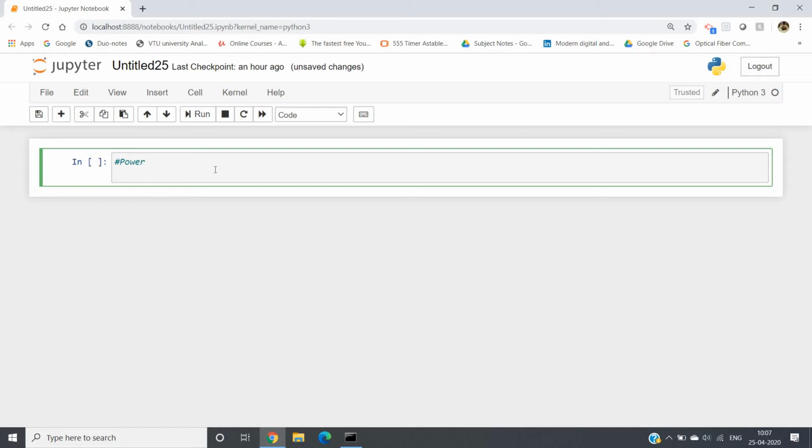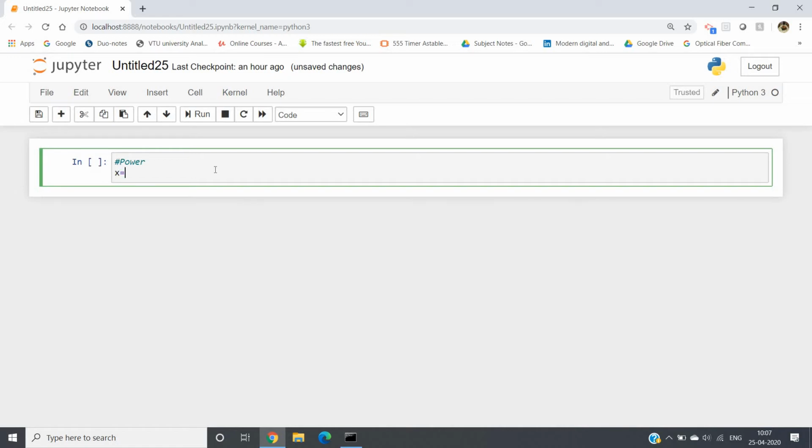Whenever we deal with numbers, the power concept also comes, like a common operation such as addition, multiplication, subtraction, division. Suppose 3 square is 9, 2 square is 4, 5 square is 25, then 5 cube is 25 into 5, that is 125, right? Like this the concept comes. Many times in different placement and interview questions you may get this type of power related questions. So how can you do power in Python?